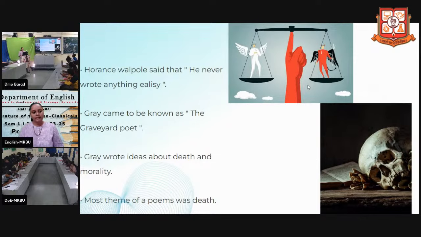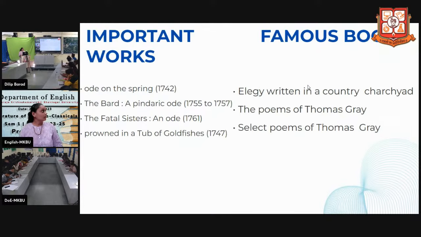Horace Walpole said that he never wrote anything easily. Gray came to be known as the graveyard poet. Gray wrote ideas about death and mortality. The most common theme of his poems was death. His important works: Ode on the Spring, 1742; The Bard, one of the Pindaric Odes, 1755 to 1757; The Fatal Sisters, an Ode, 1761; Ode on the Death of a Favourite Cat, Drowned in a Tub of Goldfishes, 1747. His famous books: Elegy Written in a Country Churchyard, The Poems of Thomas Gray, and Selected Poems of Thomas Gray.